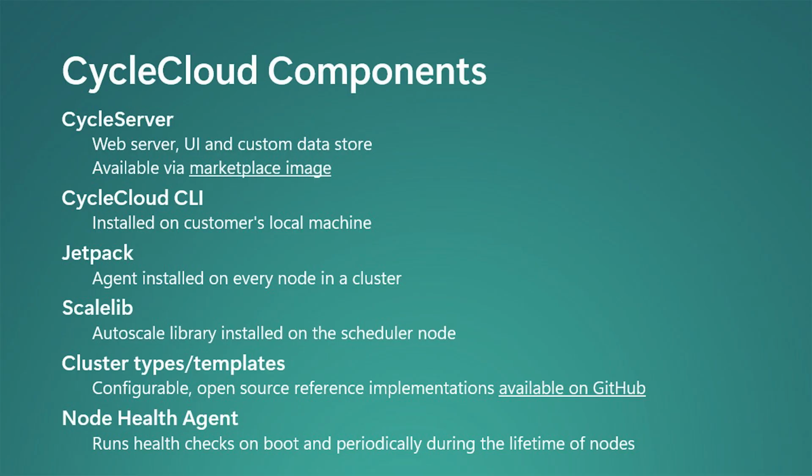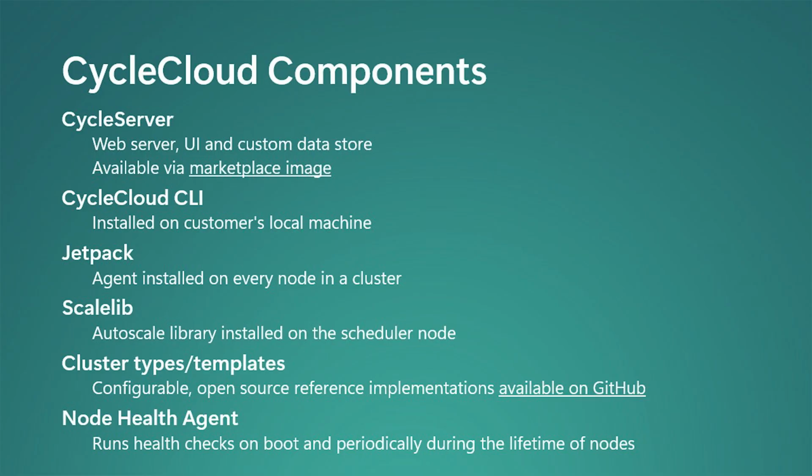Jetpack is that bootstrap component that I was talking about earlier. This is an agent that gets installed on all of the compute nodes, the scheduler node, anything CycleCloud touches gets Jetpack installed. It's essentially that interaction point with CycleCloud. ScaleLib is the autoscale library that's installed on just the scheduler node.